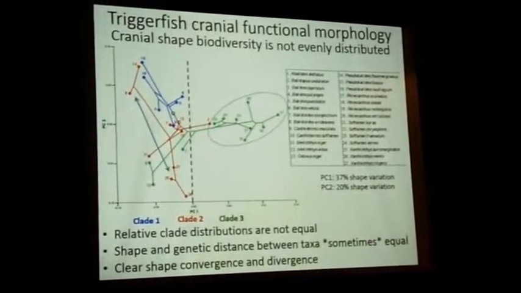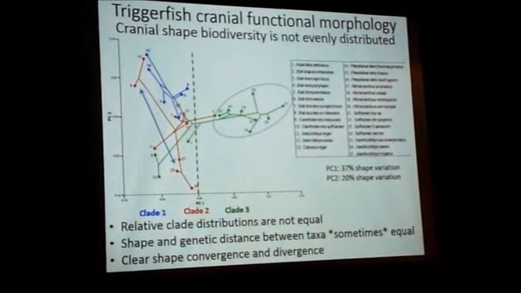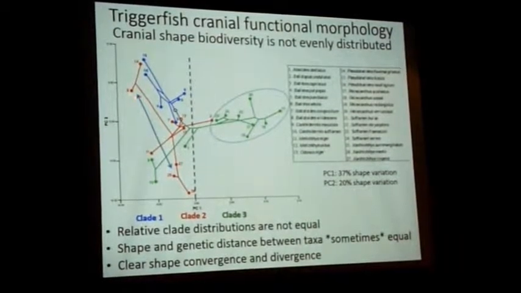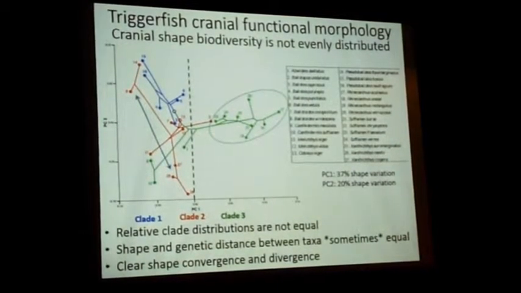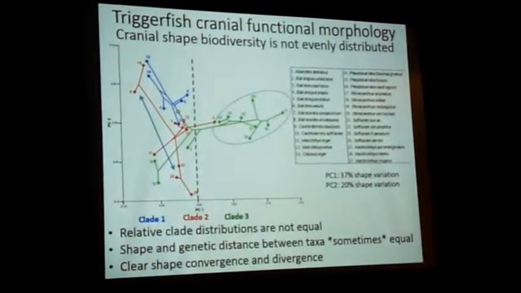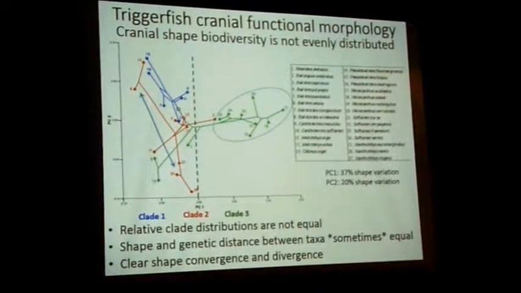There are also significant examples of shape divergence amongst closely related organisms. Up here, we have Balistoides viridescens, which is in a totally different region of morphospace as compared to its close relatives within the genus Xanthichthys.